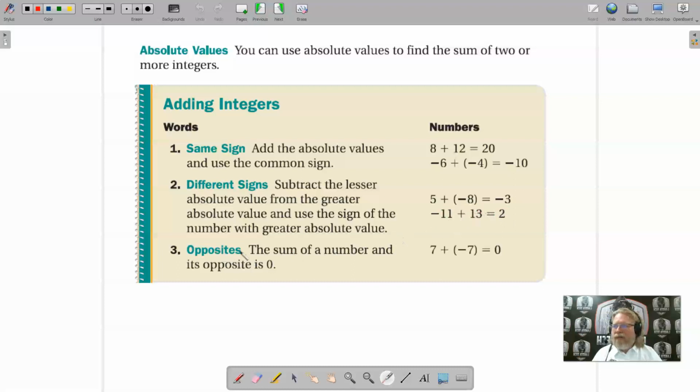And then finally, opposites. The sum of a number and its opposite is 0. So we've done an activity before where we learned what opposites were, such as 7 and negative 7. These are opposites of each other. And if you add opposites together, you're always going to get a 0. The answer will always be 0.